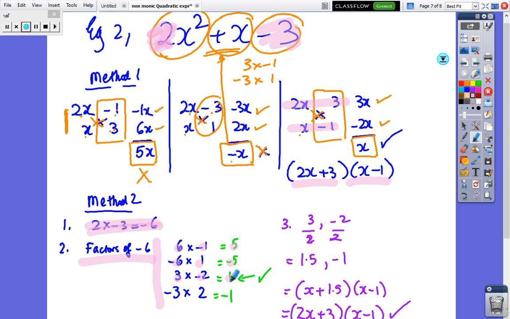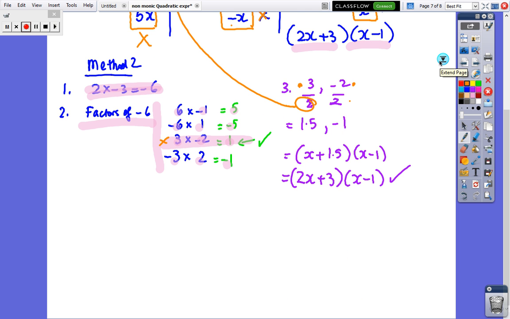3 and negative 2, you get positive 1. Minus 3 and 2, you get minus 1. And that's the one we wanted. Okay, so then you take those numbers, 3 and minus 2, and we divide by 2. Why 2? Because that's the number that we multiplied by to start with. And you get two new numbers, 1.5 and minus 1.